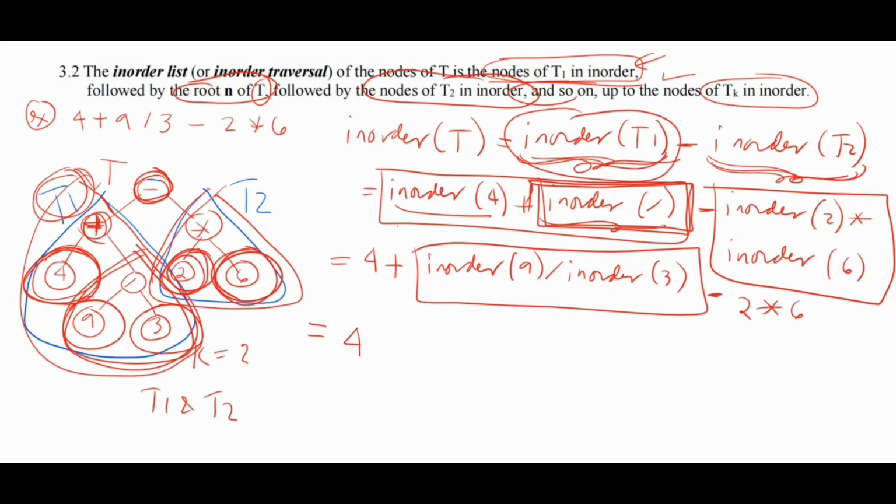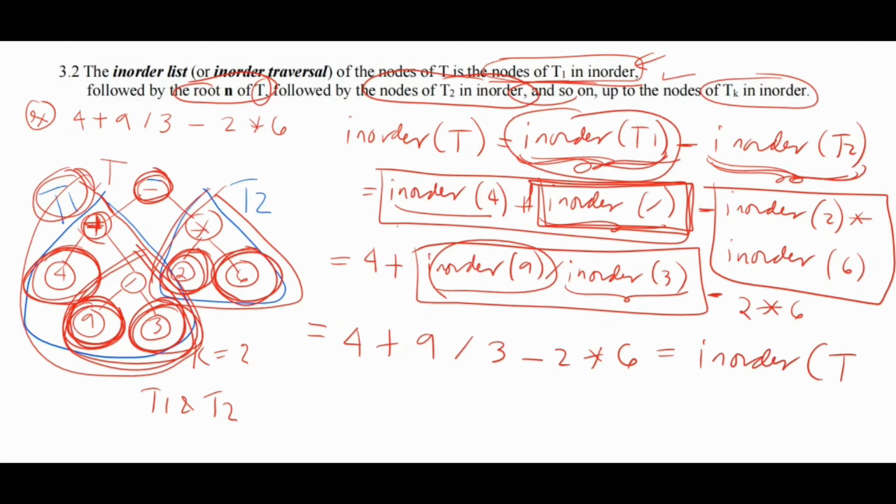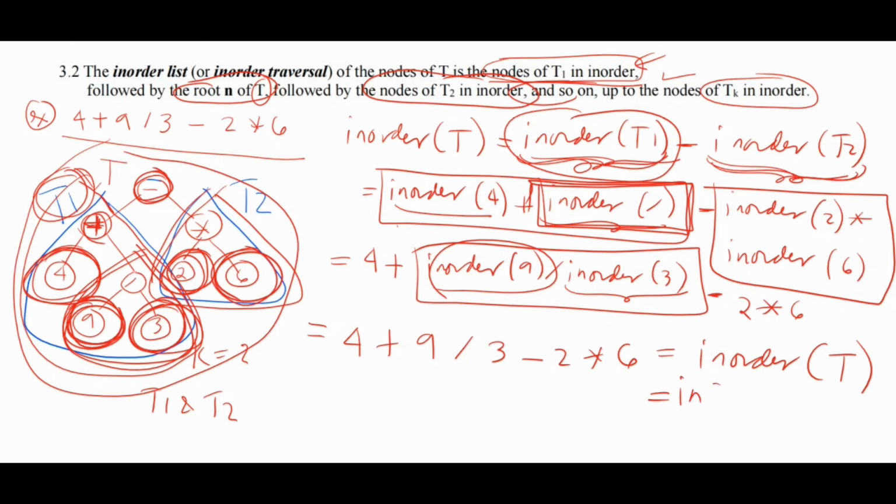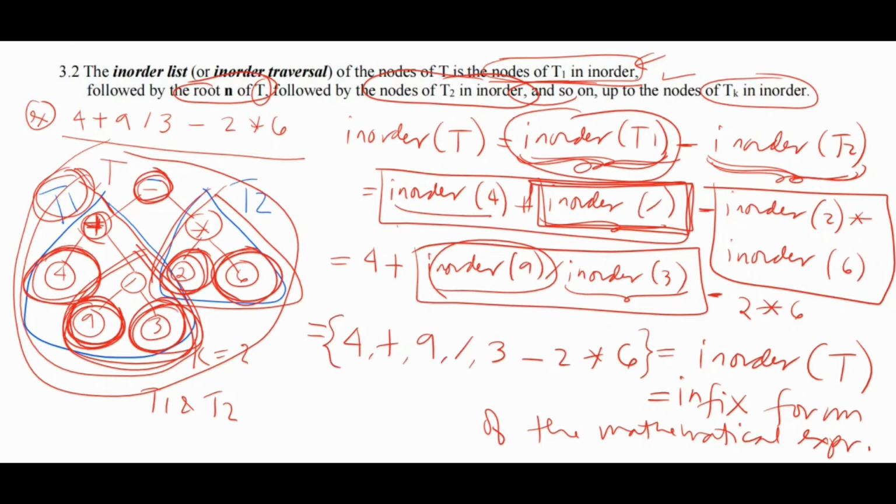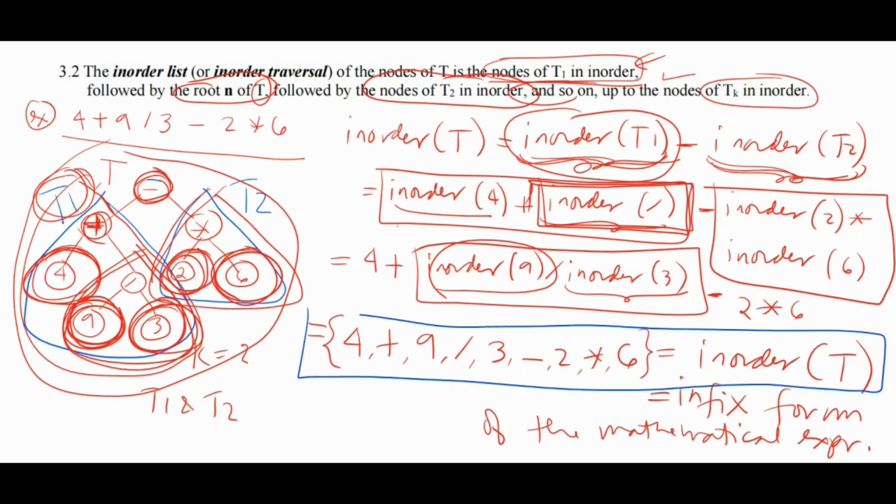Then continuing, we bring down 4, bring down plus, the in-order of 9. This is a single node, so that is simply 9. Bring down division, and in-order of 3, a single node, is 3. Bring down minus and bring down 2 times 6. So this is now the in-order of the original given tree. And what have you noticed about the in-order of the mathematical expression tree? It is the same as the infix form of the mathematical expression. So the in-order list now is this one, all these nodes. That is the in-order list of all the nodes of the tree.